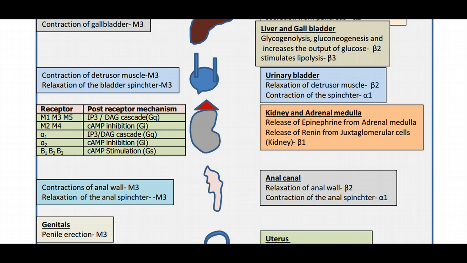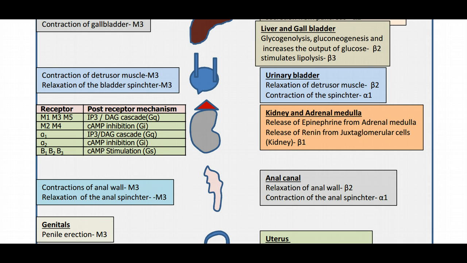The effect of the parasympathetic system on the urinary bladder is mainly mediated by M3 receptors. Now, M3 receptors are present in the detrusor muscle of the urinary bladder as well as the bladder sphincter. The effect is interesting here. It causes contraction of the detrusor muscle and it relaxes the bladder sphincter, which in turn will cause voiding of the urine.